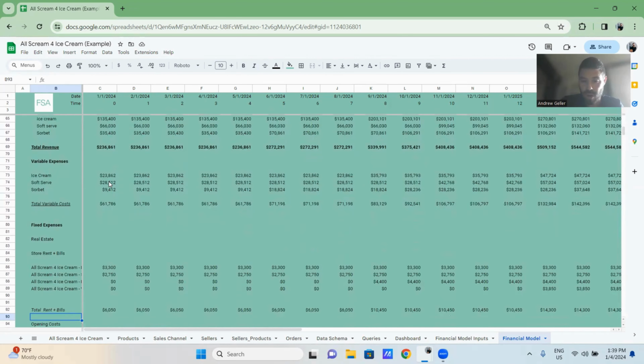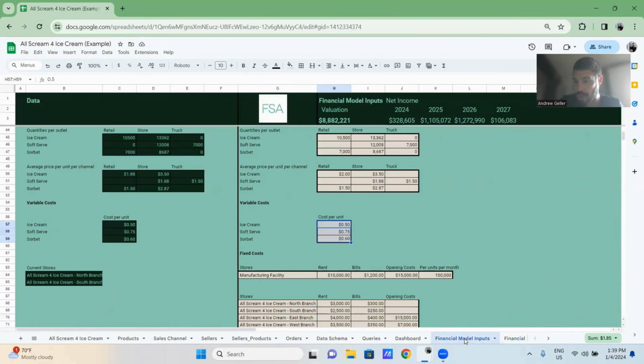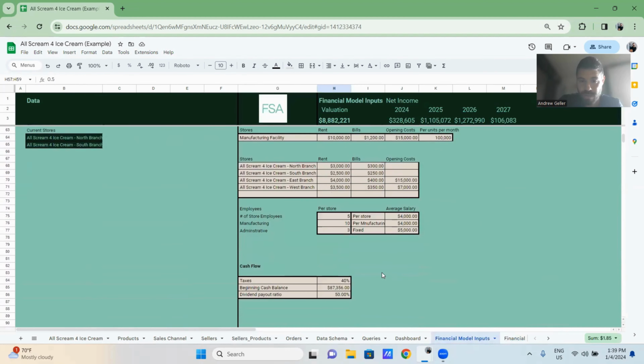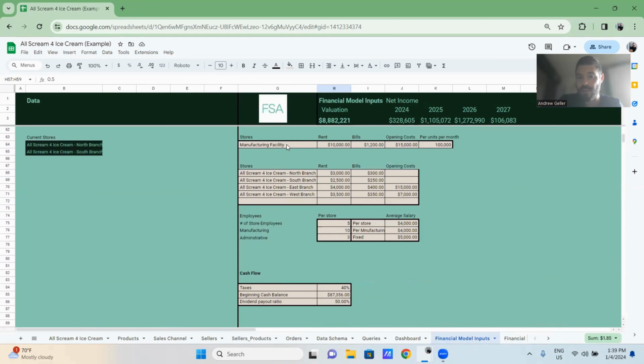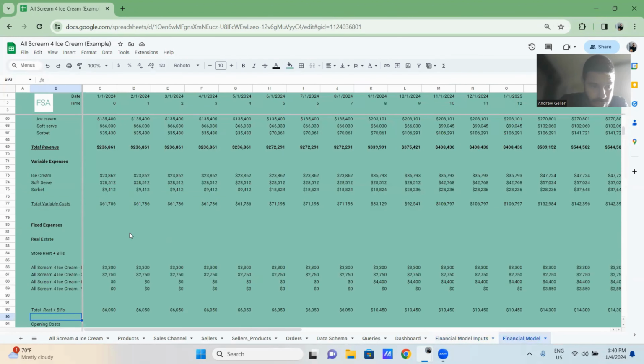Now, of course, there are fixed expenses, which we can model out also. So if we look here, for every 100,000 units, you're going to need a manufacturing facility, and the rent's going to be about 10,000, the bill's about 1,000, and to open it's going to be 15,000. Now we can change these. It doesn't matter. It's whatever we think it's going to be. So I just put 18 there for opening costs. So now let's look at the model. Let's look at the manufacturing.